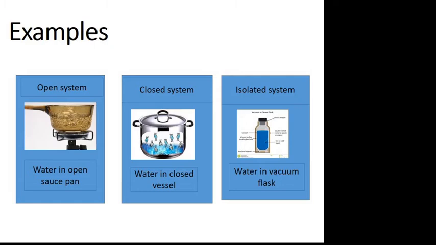And next is an isolated system, that is water in a vacuum flask. When you take the flask, why do we use the flask? To maintain the temperature. If you need hot or cold water for a long time, we store it in a vacuum flask. It has a surrounding which will not allow the exchange of energy with the surrounding. So that is an example of an isolated system. So an open system can exchange both matter and energy. A closed system can exchange only energy, whereas an isolated system can't exchange either energy or matter.